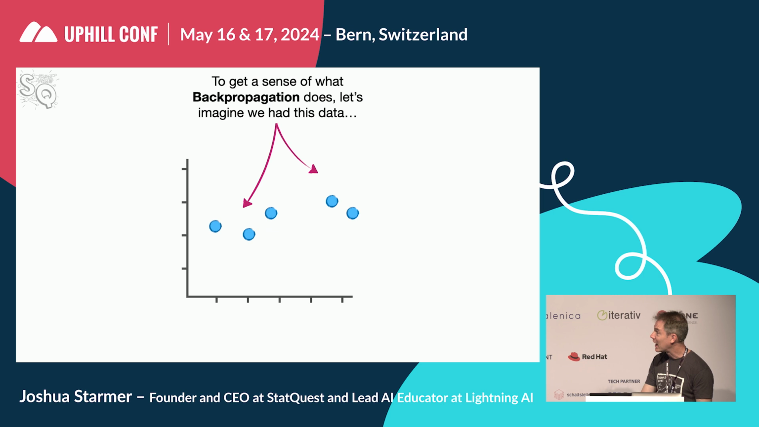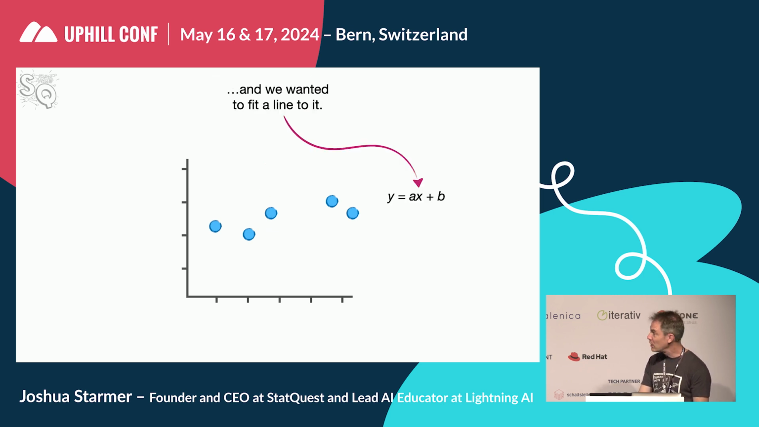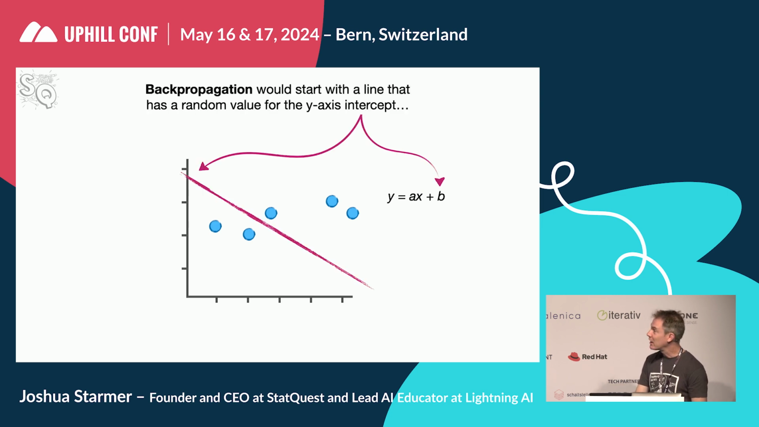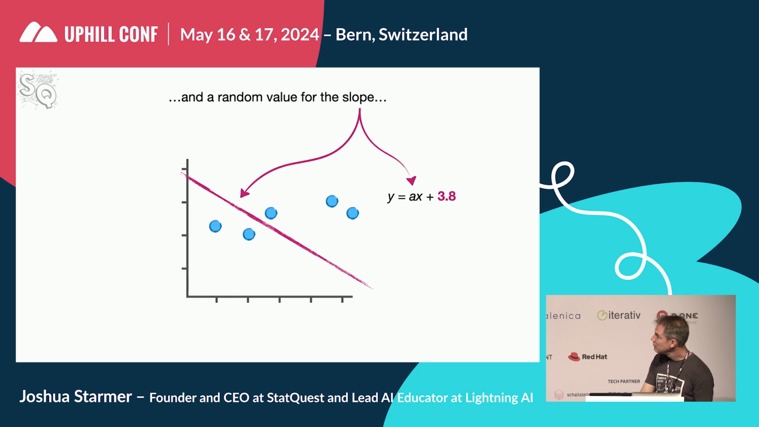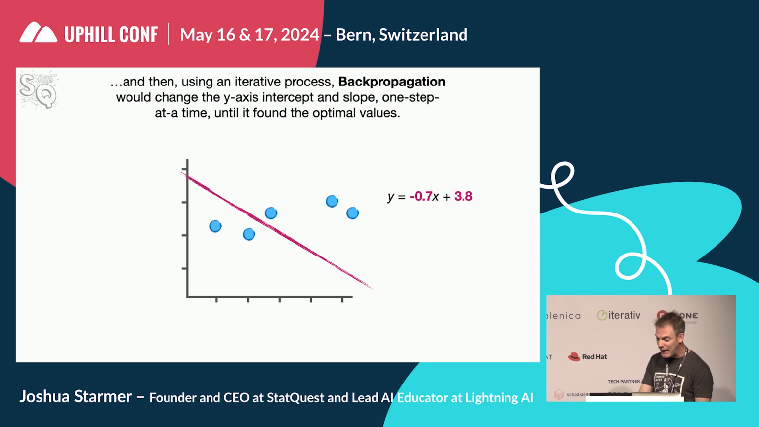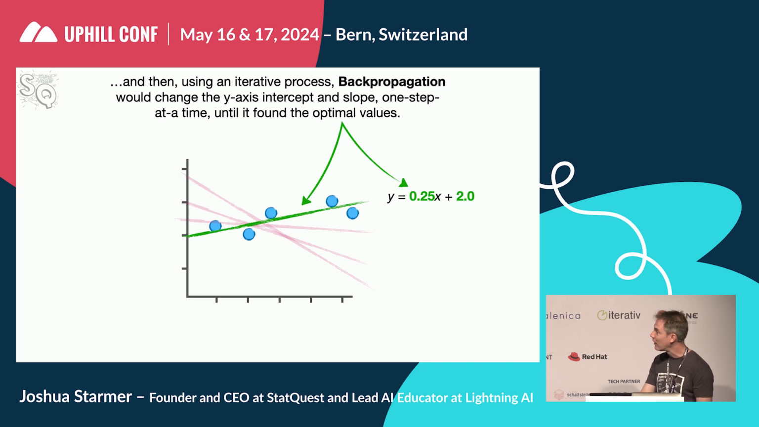To get a sense of what backpropagation does, let's imagine we had this data and we wanted to fit a line to it. Backpropagation would start with a line that has a random value for the y-axis intercept, boop, and a random value for the slope, boop. And then, using an iterative process, backpropagation would change the y-axis intercept and slope one step at a time until it found the optimal values.